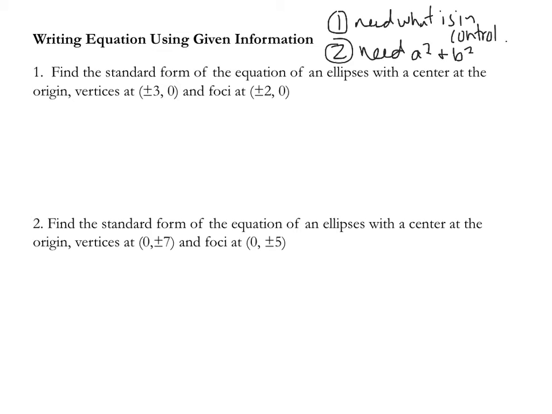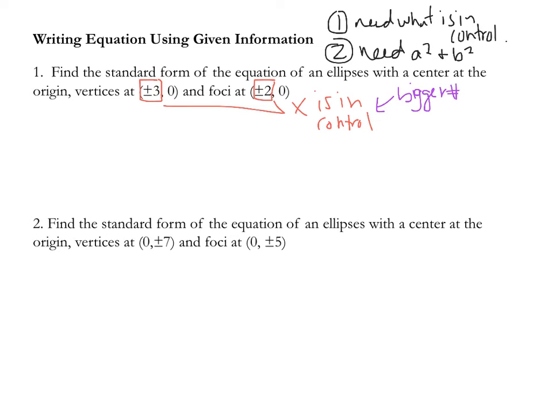So reading number 1 says, find the standard form of the equation of an ellipse with a center at the origin and vertices at plus or minus 3, 0 and a foci at plus or minus 2, 0. So if you look at the positioning of both those important points, they are happening in the x-coordinate, which is telling you x is in control, which is going to help me decide where the bigger number has to go. So I know the bigger number has to go there.